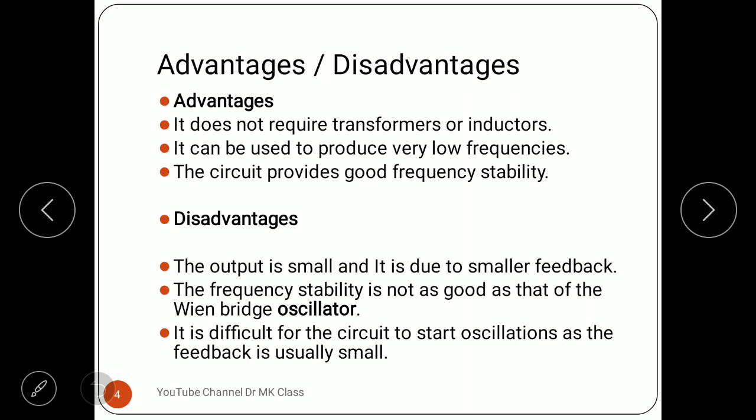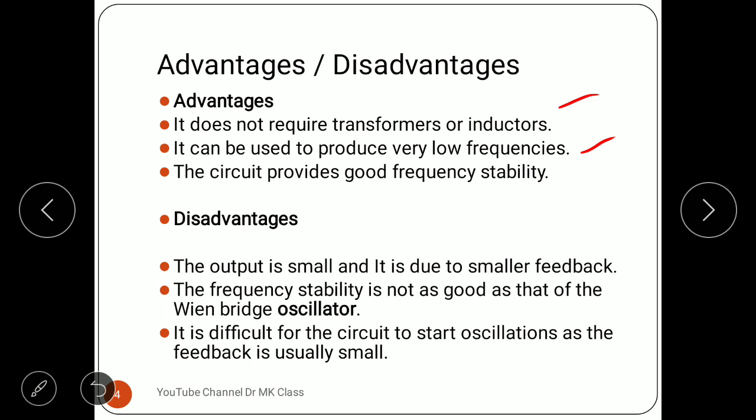Then advantages and disadvantages. Advantages: it does not require any transformer or inductor or heavy components in this circuit. It is very simple, just RC and an amplifier. It can be used to produce very low frequencies. Because of the resistance value and capacitance value, you can very accurately design lower frequencies like 10 hertz, 20 hertz, 100 hertz, all those things you can make very easily.